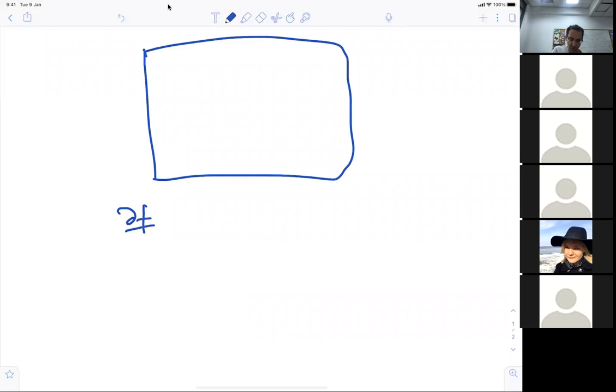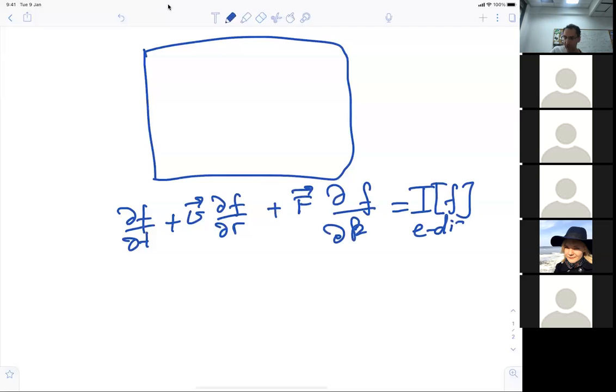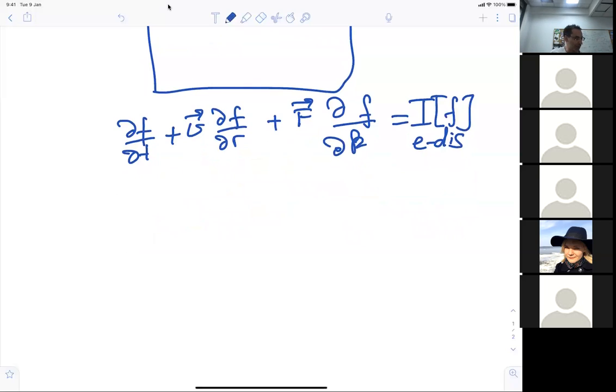that says the distribution function of electrons inside the sample is equal to the gradient. Okay, let me be consistent. Gradient with respect to R, with respect to K, and all this is equal to the collision integral, which is an electron-disorder collision integral, and that describes scattering processes between electrons and static impurities.